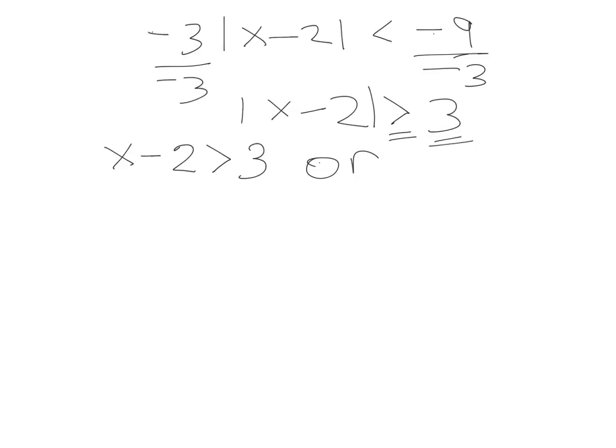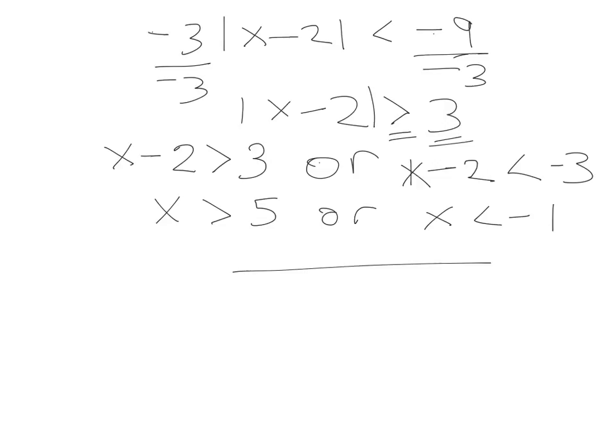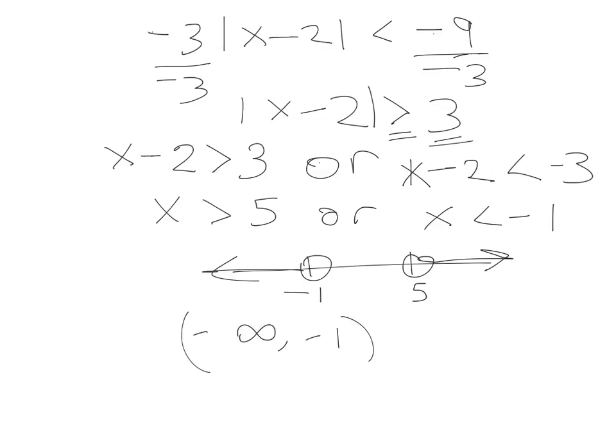So I'm going to say x minus 2 is less than negative 3. Solve both of those. I get x is greater than 5 or x is less than negative 1. On a graph, it would look like this. Any number greater than 5 would work. Any number less than negative 1 would work. I get negative infinity to negative 1 or 5 to infinity.